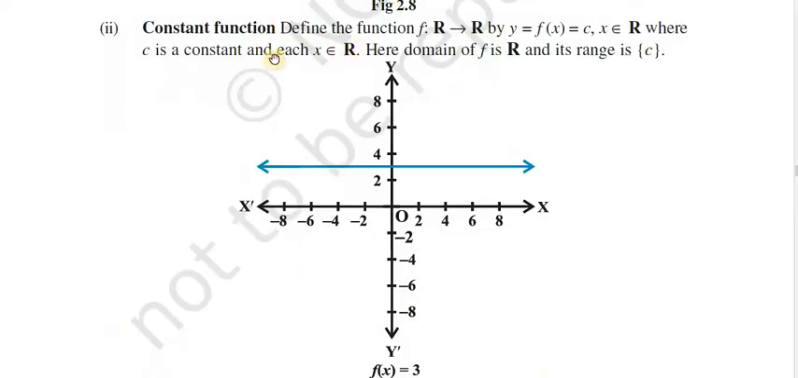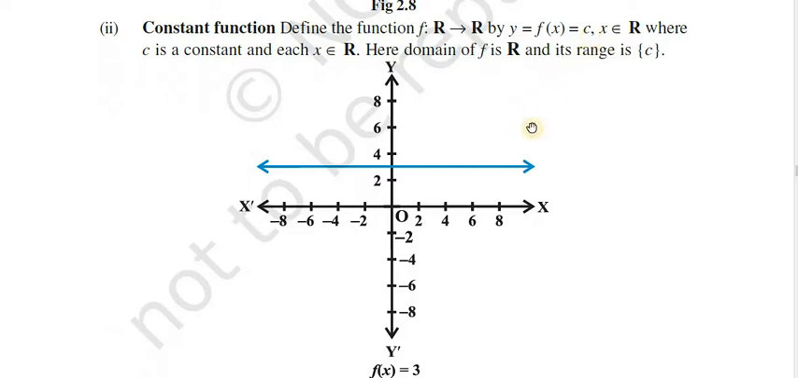Okay, next set of functions which are very common in mathematics is the constant function. It is defined as this: f is from R to R. But what is the value of y? y will be c. For any x, y will be c. C is a fixed real number. So if you put any value in input, the output is always the same. We fix that c, then we'll get a function.